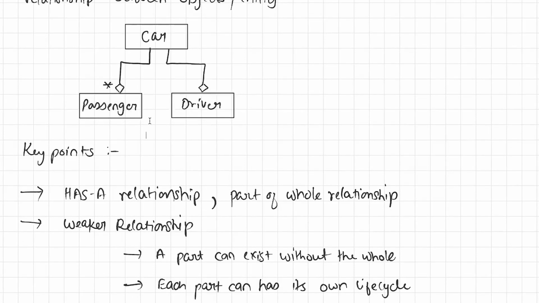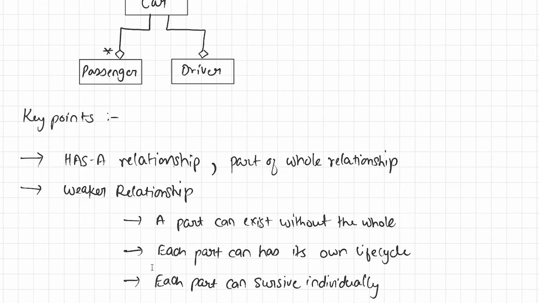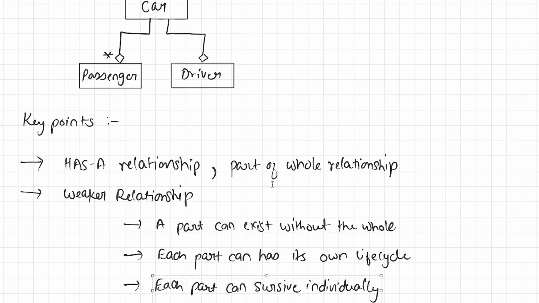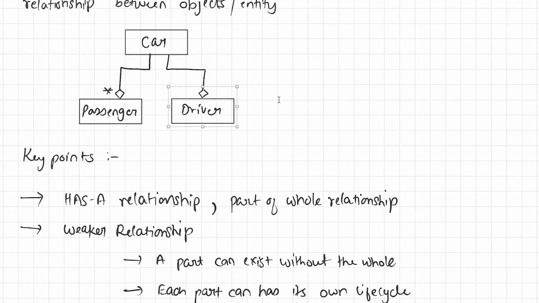So which means passenger is born and passenger can die. Similarly, driver is born and driver can die. So there is no connection between the life cycle of car and the life cycle of passenger and driver. And the third point is each part can survive individually. And this is also true. So for example, if we destroy a car, it doesn't mean that it will destroy all the passengers and all the drivers. There is no connection between car and passenger and driver.